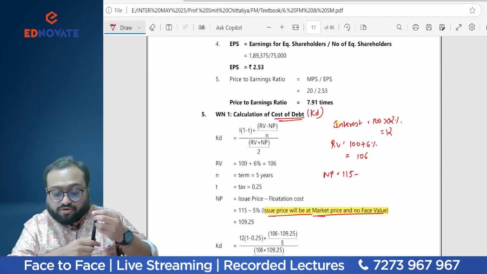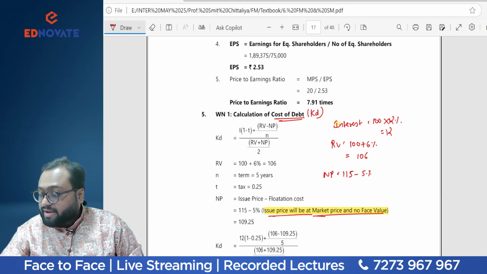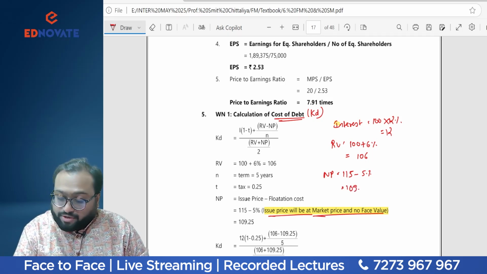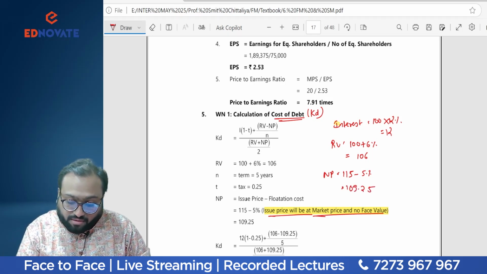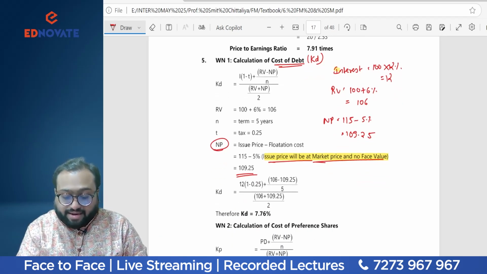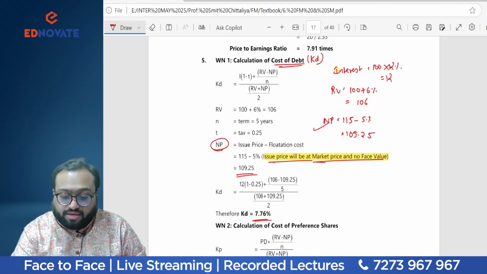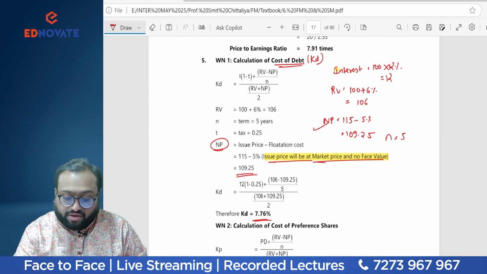So I need to reduce the 5% from the same to find out the net proceeds. So 115 minus 5% will be 109.25, which will be my NP, that is net proceeds. And simply using the formula, as we all know the formula, I'll get the KD amount, which is 7.76. So this is the important thing. Number of years also they have given you, 5 years.